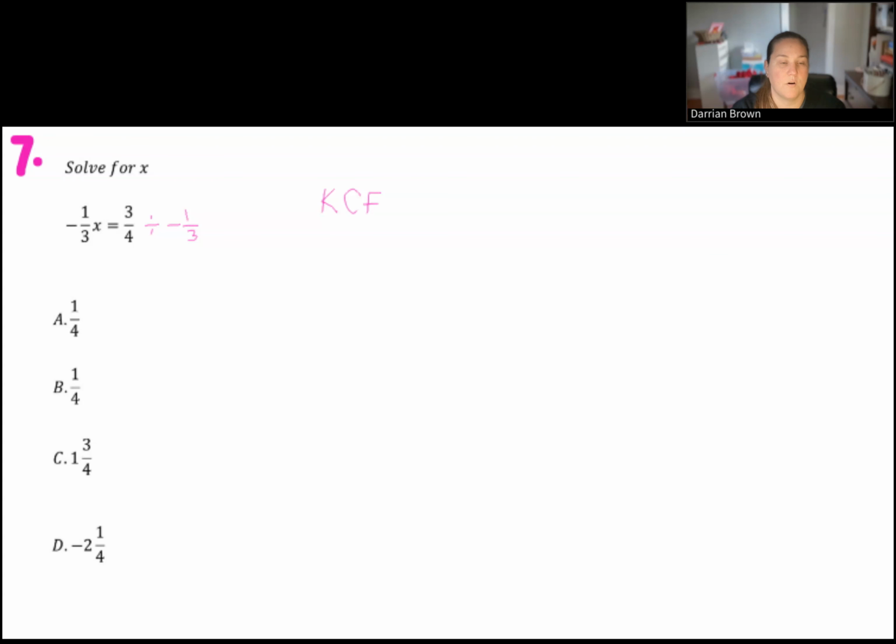So we're going to take our equation, 3/4 divided by negative 1/3, and change it. Use keep, change, flip. So we're going to keep 3/4, change to multiplication, and flip our fraction to 3/1. Now we can just multiply straight across. Since we have a positive times a negative, we know our answer will be negative. Across the top, 3 times 3 is 9. Across the bottom, 4 times 1 is 4.